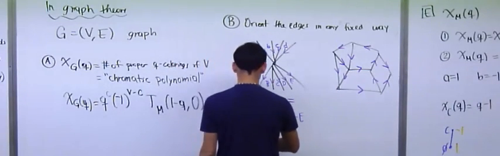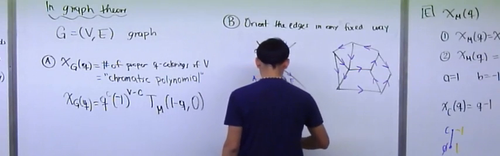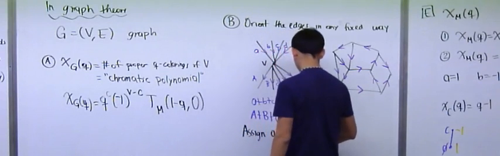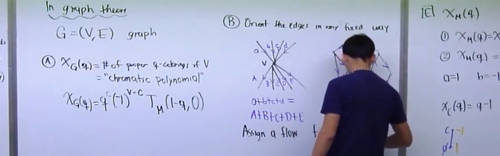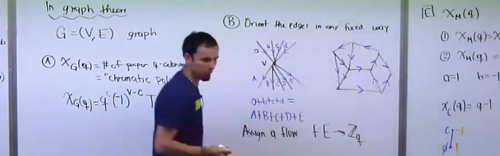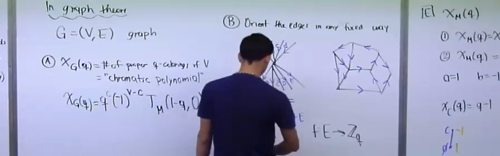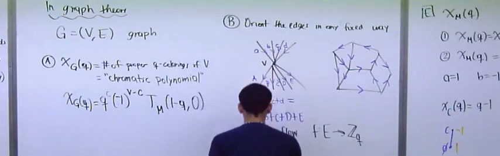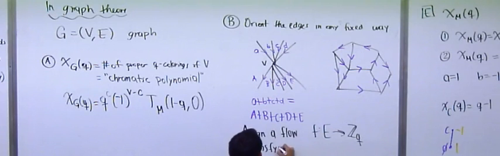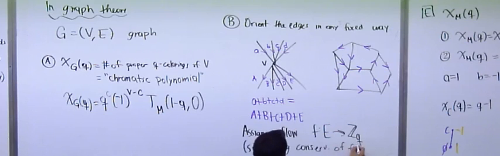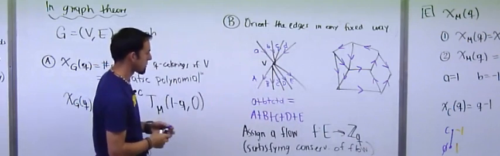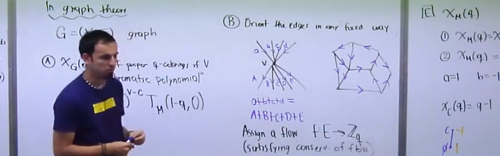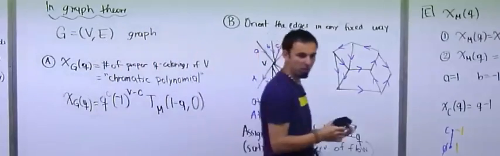Okay. So really what we want to do is assign a flow, which is a function from edges to Z_q that conserves the flow, so satisfying conservation of flow. It's not clear even that you should be able to do this. It's not clear whether you should be able to or not.